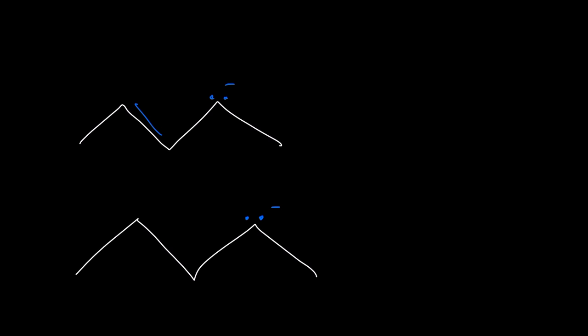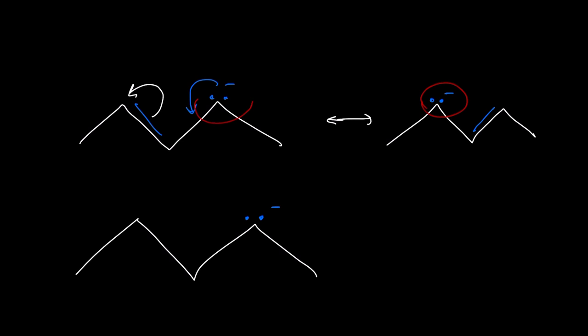Now if you draw the resonance structure for this, you can see that these electrons can actually jump to this bond. They can form a pi bond here, which I'll draw in our second structure, and then that'll push these electrons onto this carbon. So as you can see, when you draw the resonance structure for this allylic secondary carbanion, the negative charge is being shared around this carbon and this carbon.